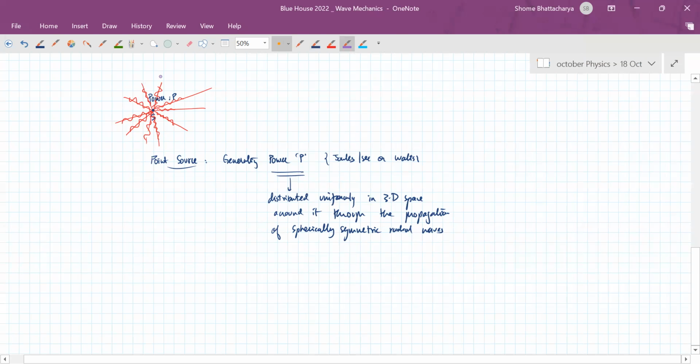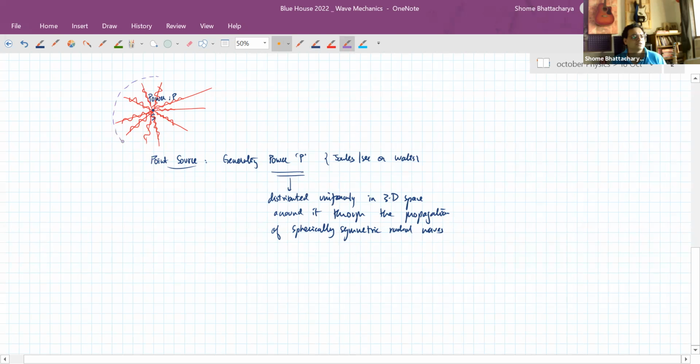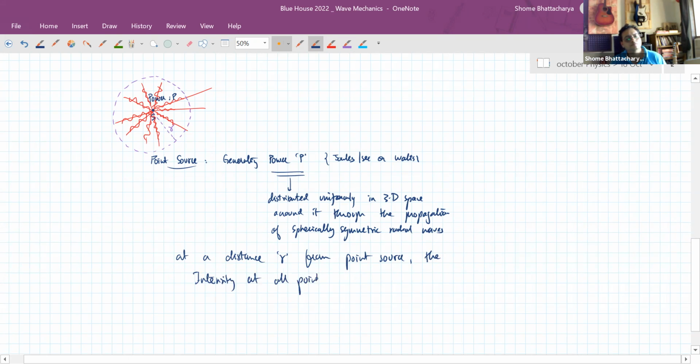Yes, sir. So if you consider now an imaginary spherical surface, like a Gaussian surface you do in electrostatics, at a distance r, then on a surface at a distance r from the point source, the intensity at all points will be the common value of P divided by 4 pi r square.